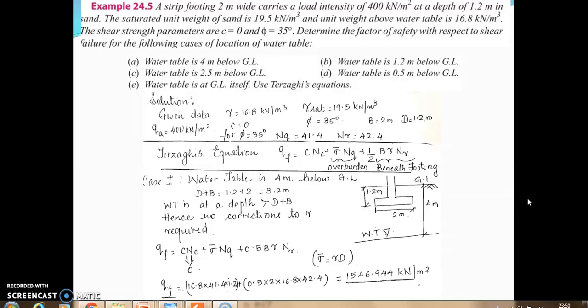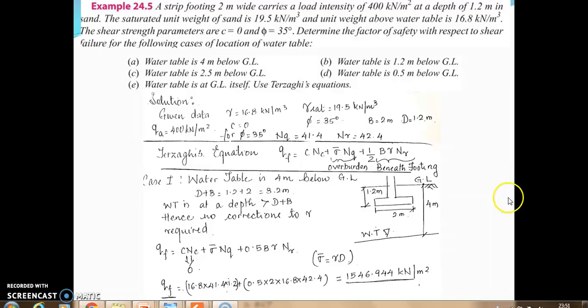Determine the factor of safety with respect to shear failure for the following cases of location of water table. They have listed 5 cases. Case A is when the water table is 4 meter below ground level. B is when it is 1.2 meter below ground level. C is when it is 2.5 meter below ground level. D is when it is 0.5 meter below ground level. And the last one is when the water table itself is at ground level. They have clearly mentioned the method we are going to use: Terzaghi's equation.